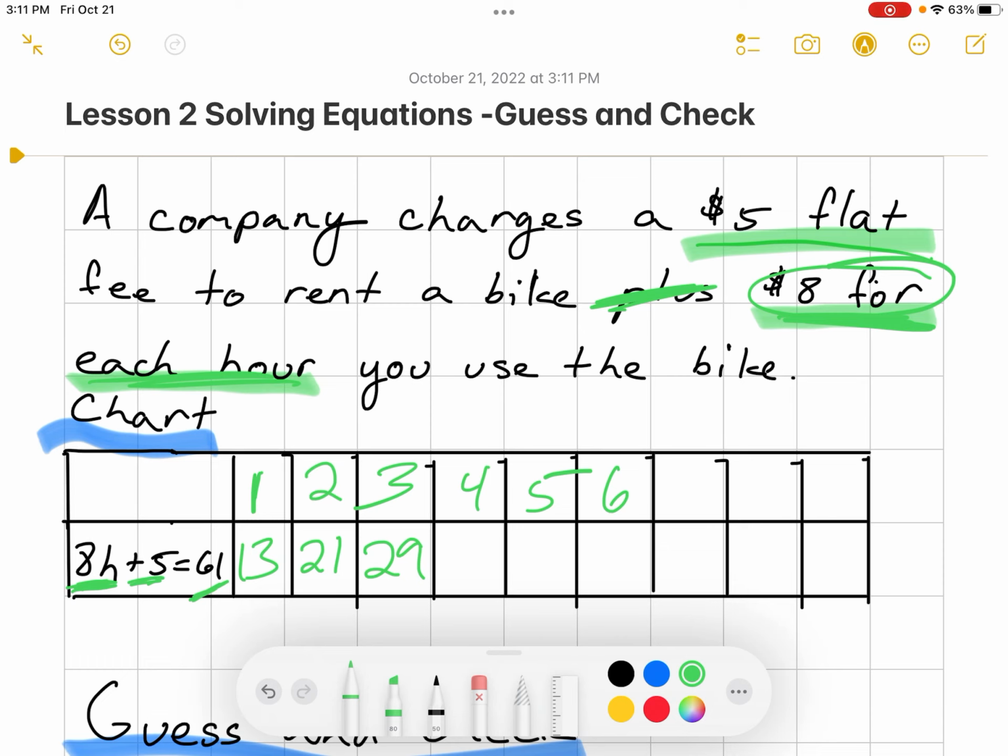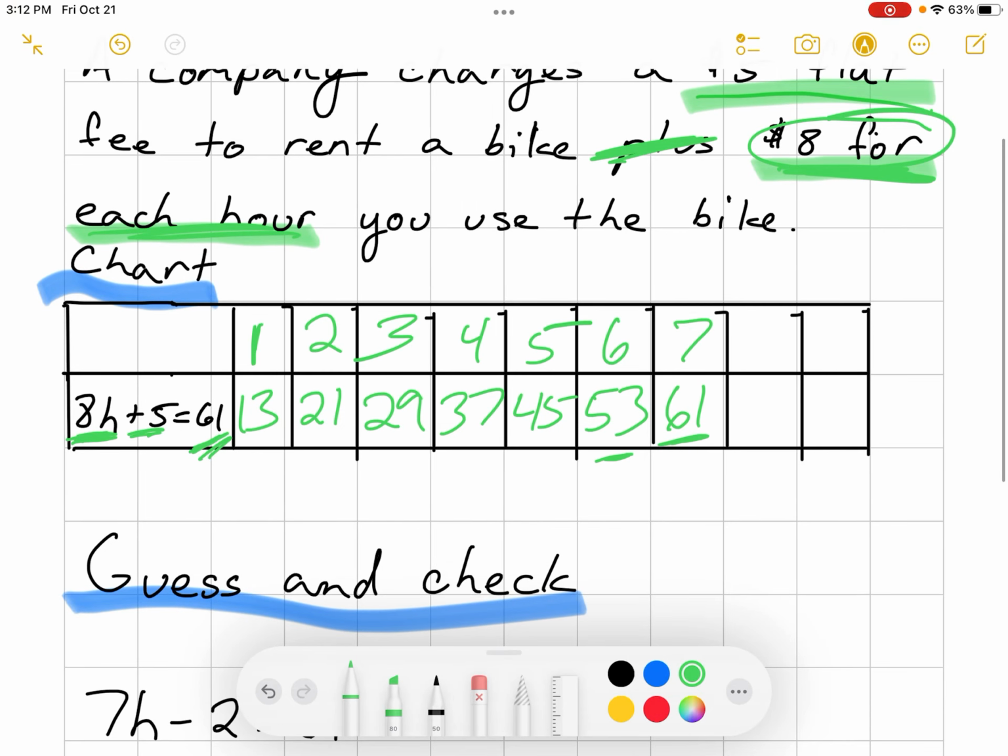And then 8 times 4 plus 5. And then 5 times 8 is 40. So that's 45. So still way too low, right? 6 times 8 is going to be 48, plus 5 is 53. So we're getting closer there. Okay, 7 times 8 is going to be 56 plus 5, and we're at 61. So we've reached the number. And so we know that H is equal to 7, and I can plug that back in and go 8 times 7 plus 5, and that's 61. So it works, right?